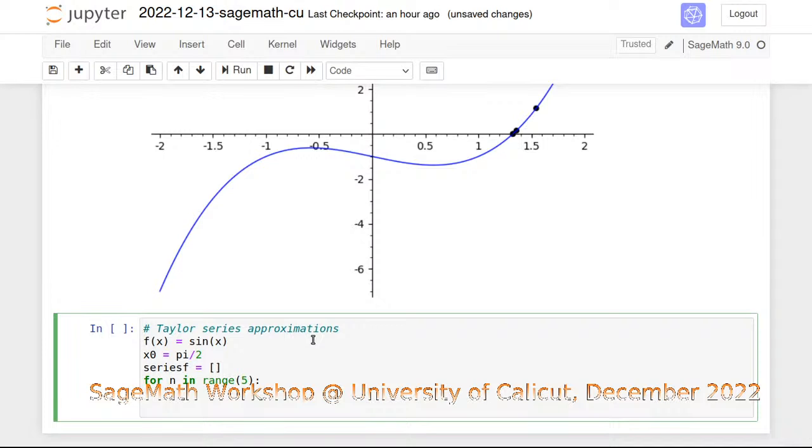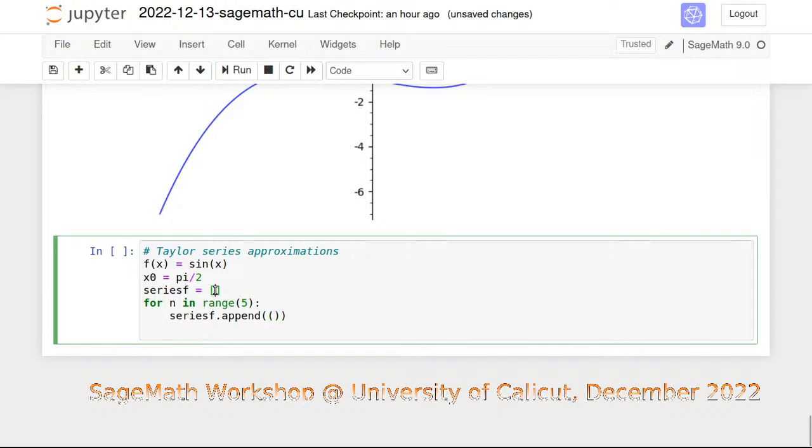So which essentially means that up to the 4th derivative we are supposed to find. So what are we supposed to add in the loop? To the series, we are supposed to append. What should we append? So the first time we can actually take it to be f of x naught itself. There is nothing else to do. Second time onwards we will try to compute.